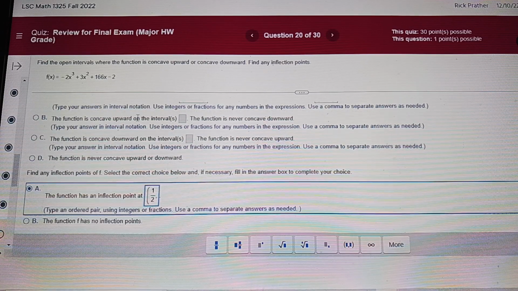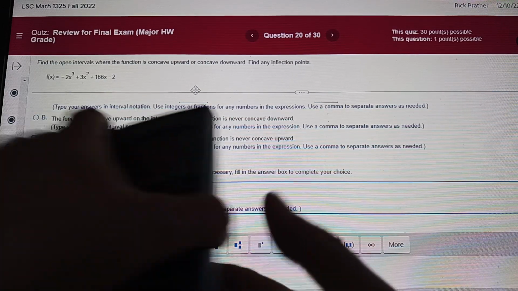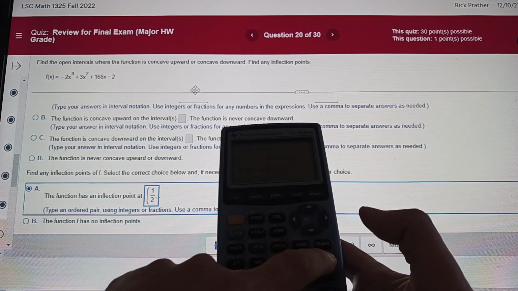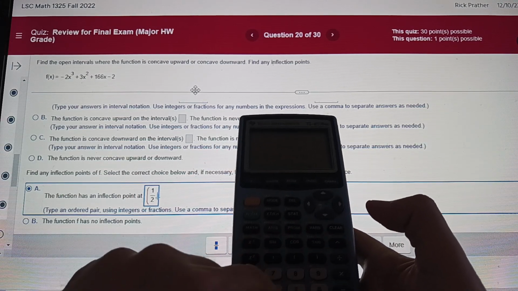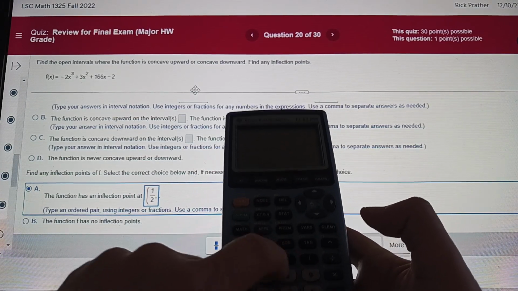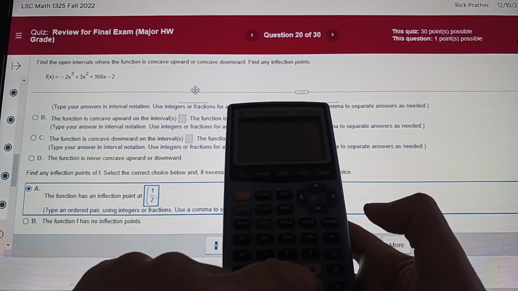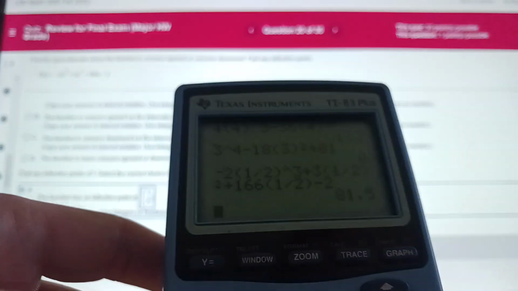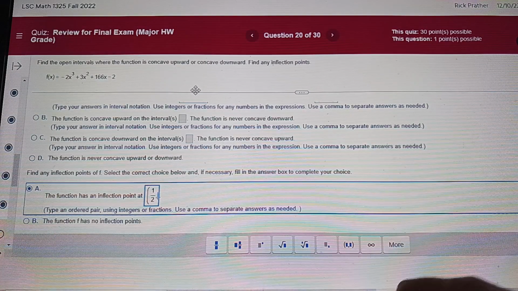Y values are always from the original function. So I have to plug this 1/2 not into the second derivative, not into the first derivative, but into the original function: -2(1/2)^3 + 3(1/2)^2 + 166(1/2) - 2. So I got 81.5, which I can hit math, enter, and make it 163 over 2. 163 over 2.